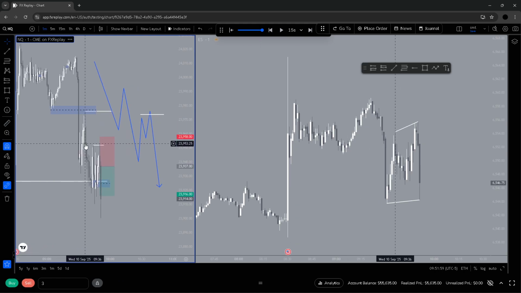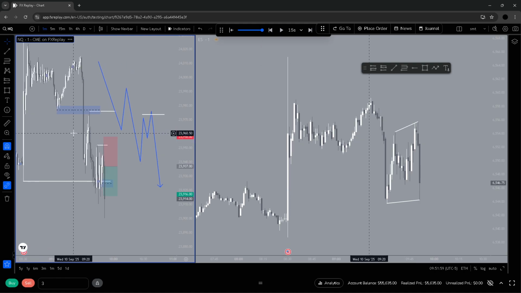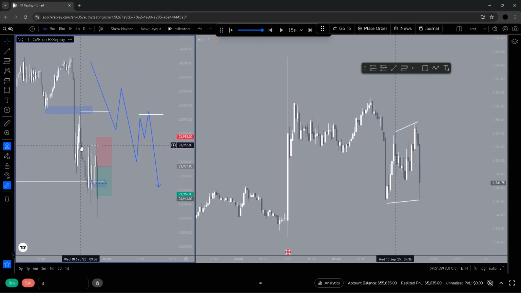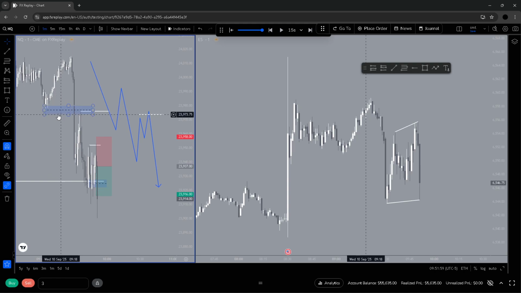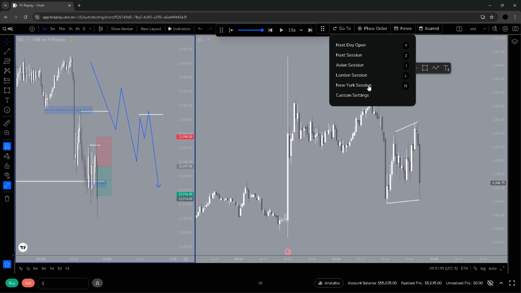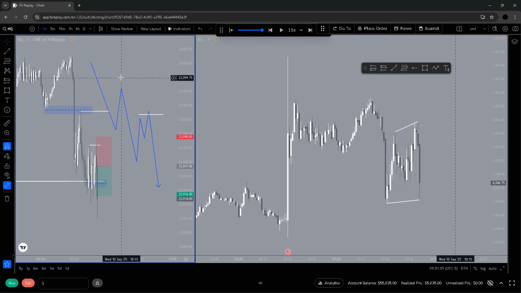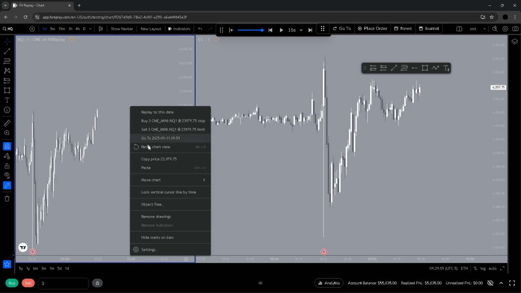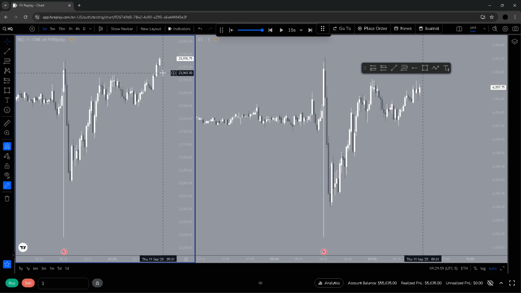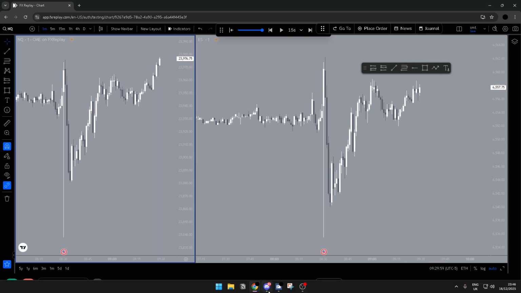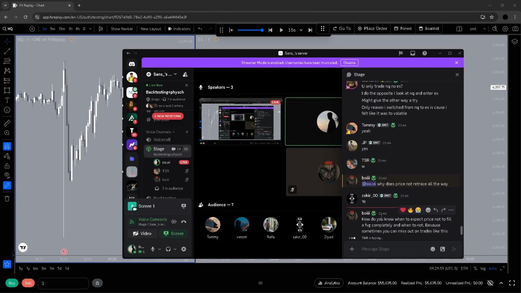So you could have even taken shorts at that level, excuse my grammar. But yeah, you could have taken shorts here, because that is PXL as well. I just prefer to wait for some form of manipulation, because it's a lot easier to take the trade off of it then. It's a lot easier to set in your stop loss. It's just easier on my mental, and I prefer trading it that way. Any questions?